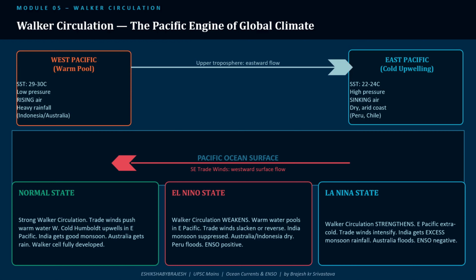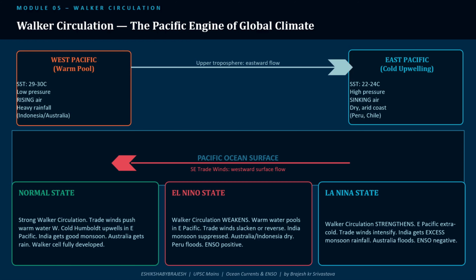The Walker Circulation is named after Sir Gilbert Walker, a British meteorologist who discovered it in the 1920s while trying to predict Indian monsoon failures. So its connection to India's rainfall is built into its very history. Look at the diagram on screen. Let me walk you through the normal state first.